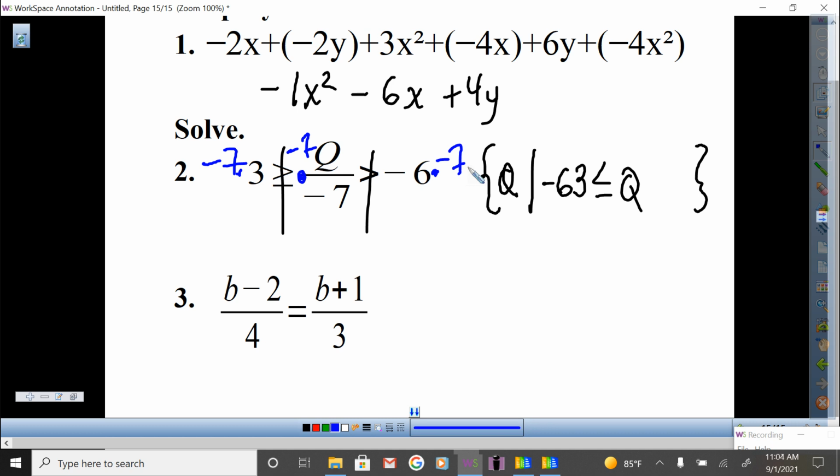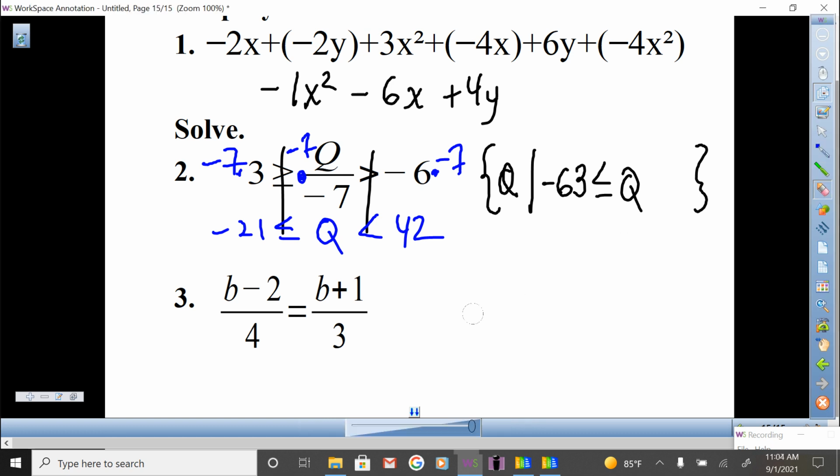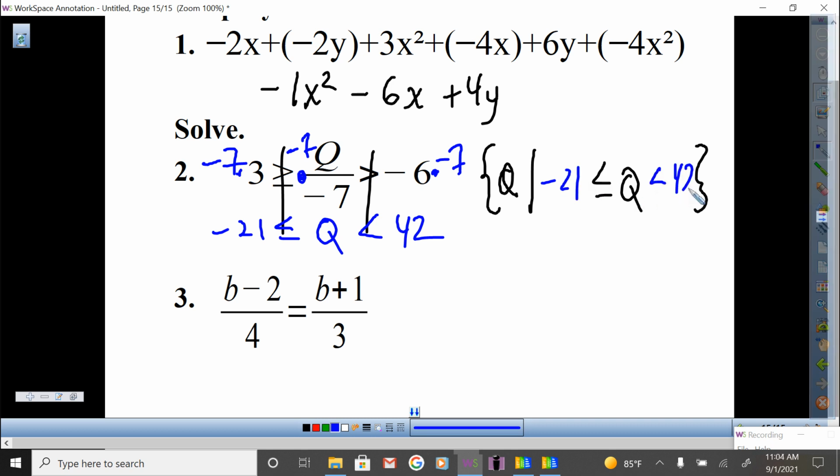Is that correct? So that leaves us with negative 21. Since we multiply times a negative, the inequality symbol flips, again, 42. So it should read solution set of q such that negative 21 is less than q, which is less than 42. Hands if you got something like that. Okay.